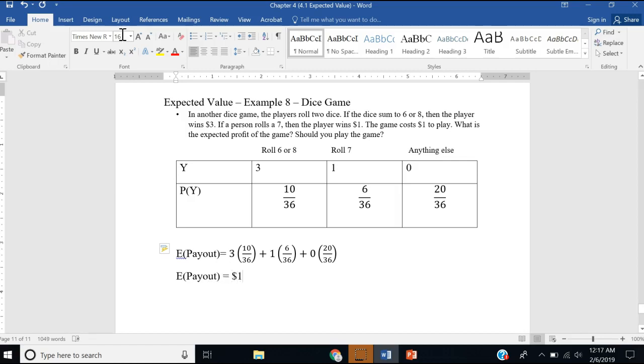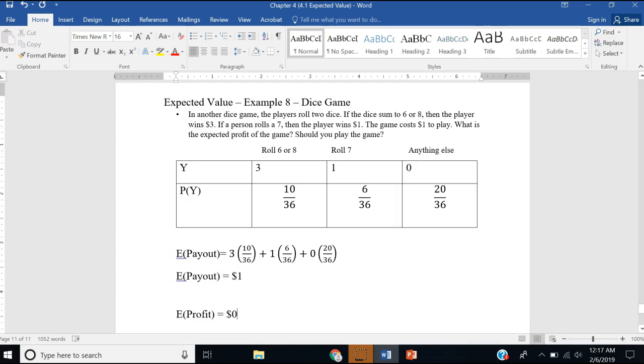All right? And we just said the game cost $1 to play, so what is the expected profit of this game? Well, 1 minus 1 is just 0, so $0. So what this means is if you just keep playing over and over and over this game, you're probably going to break even, or at least come very, very close to breaking even. Again, if you play it enough times.